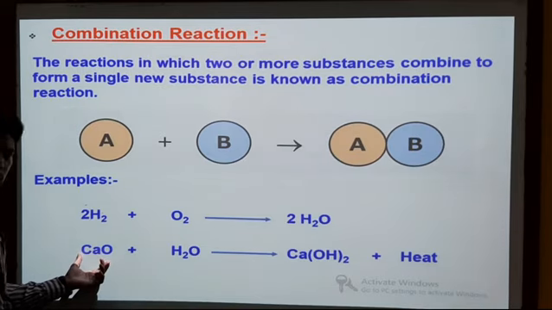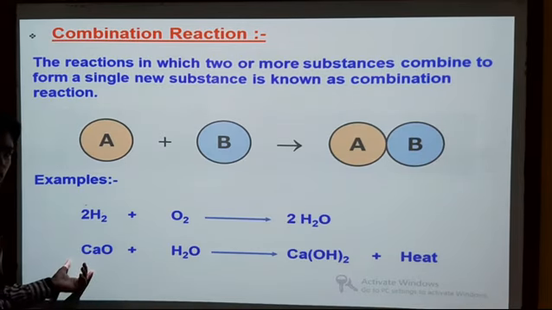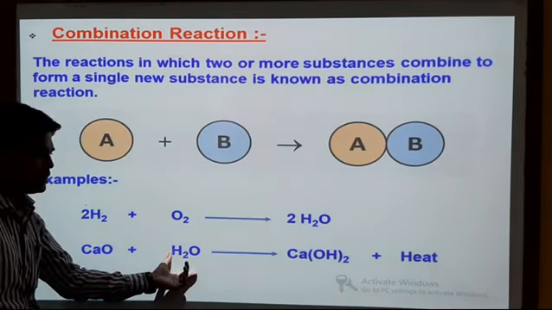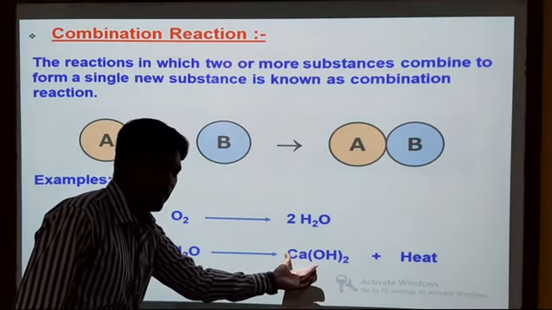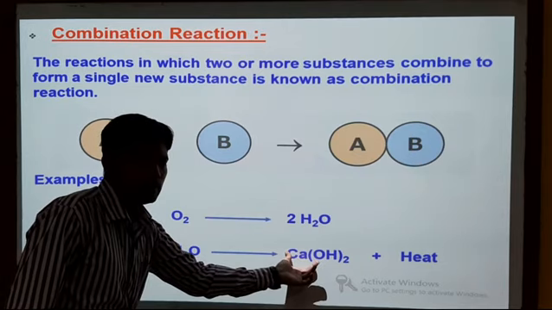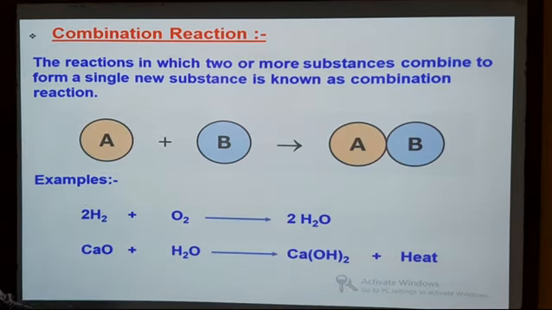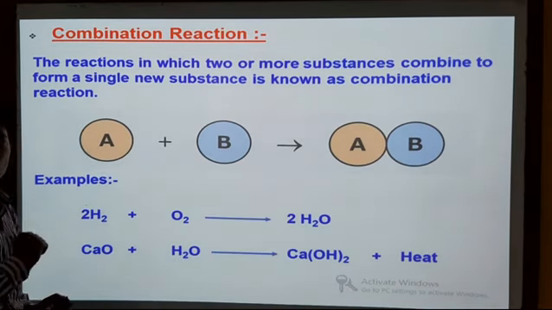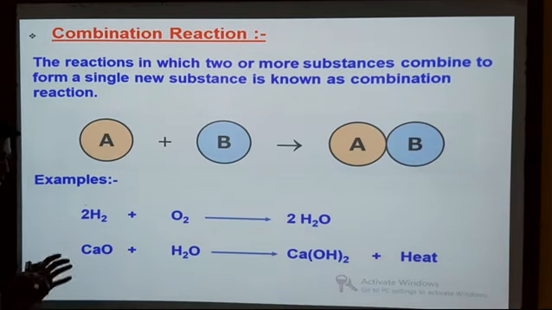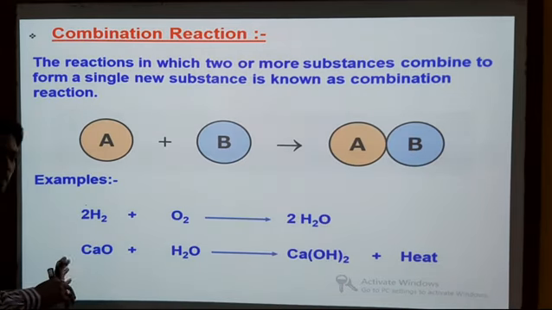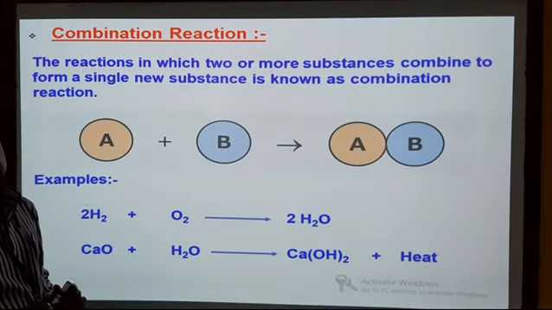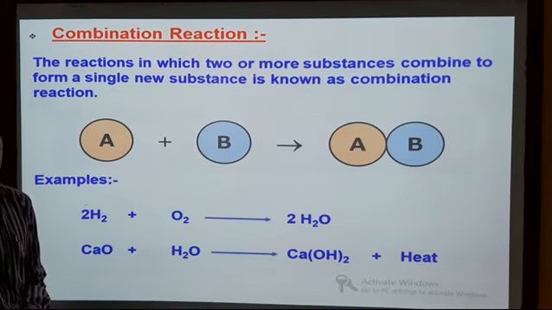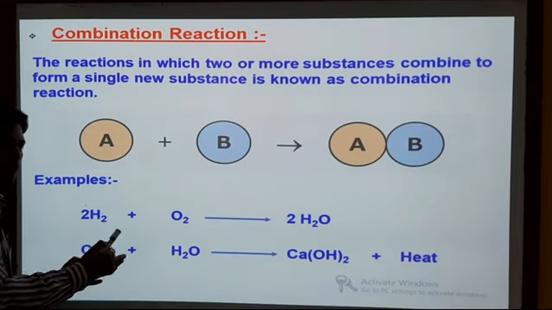Calcium oxide, also known as limestone, when reacts with water, it gives you calcium hydroxide plus heat. Calcium hydroxide is also called as quicklime. Now this quicklime is used in our daily life for whitewashing of walls. So in this process, if we see, there is also evolution of heat. So this reaction is also called as exothermic reaction. We are going to speak more about this.